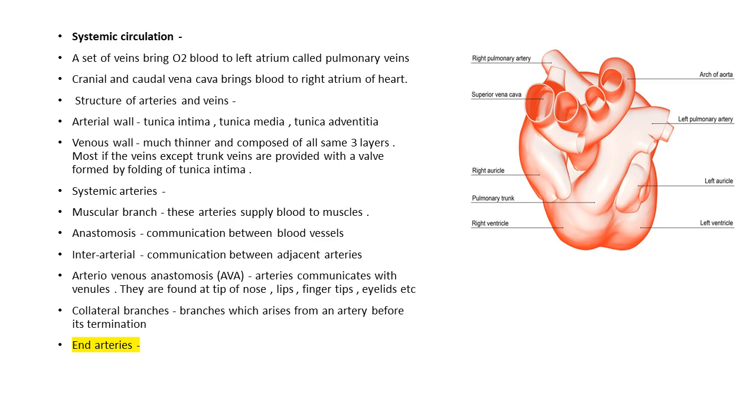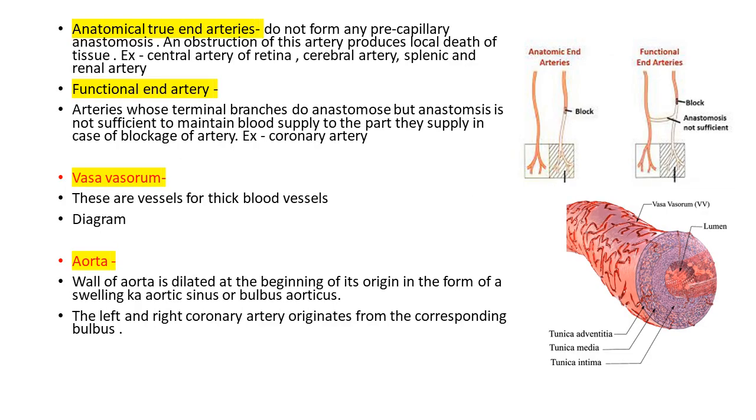This system includes various branches and end arteries that supply specific body parts. Anatomical true end arteries do not form precapillary anastomoses, leading to tissue death if blocked. Functional end arteries have limited anastomoses.